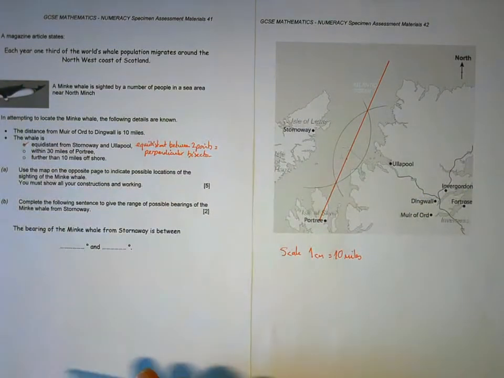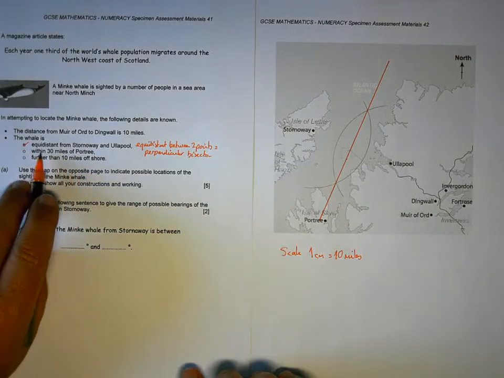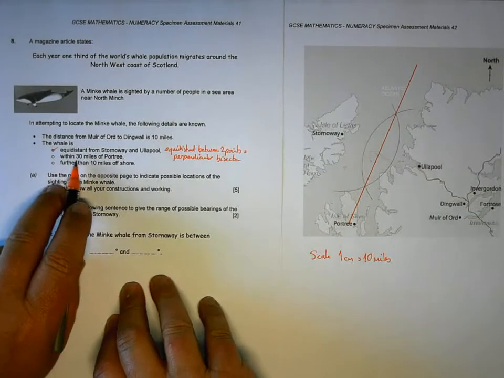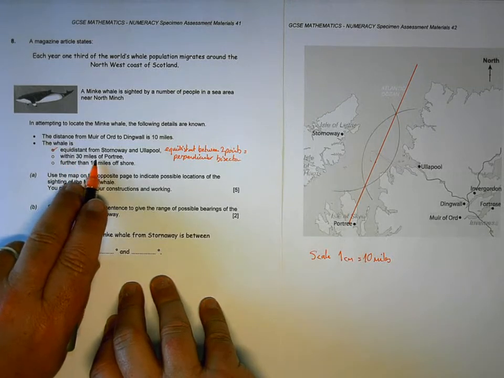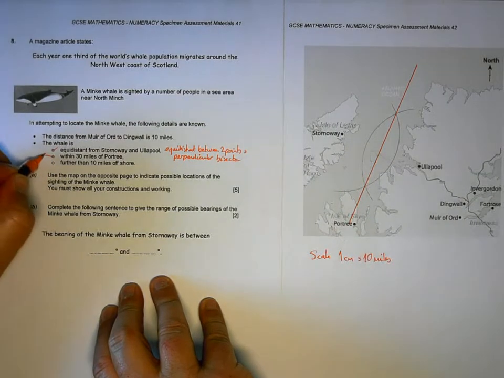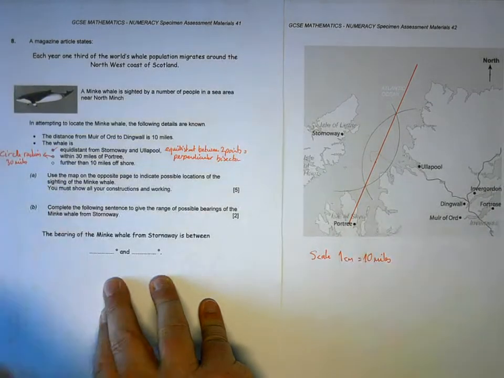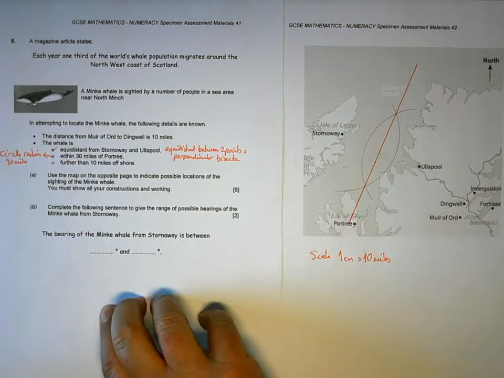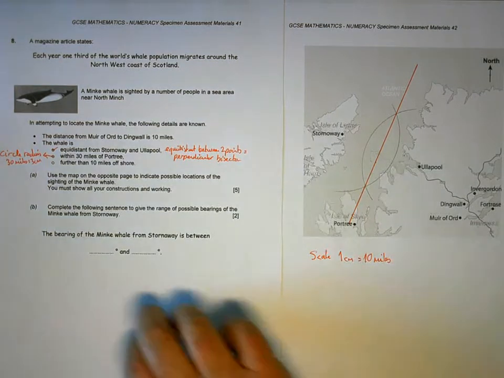So we've done that. Within 30 miles of Portree, well, what we do here is the loci is exactly 30 miles, which would then be a circle. So for that one, we draw a circle, radius 30 miles. And we know that 10 miles is a centimetre, so that's 3 centimetres.